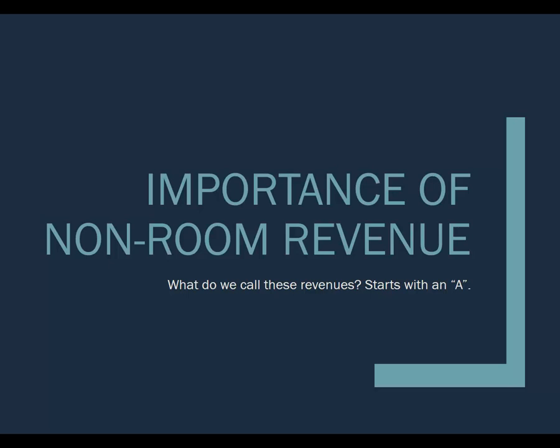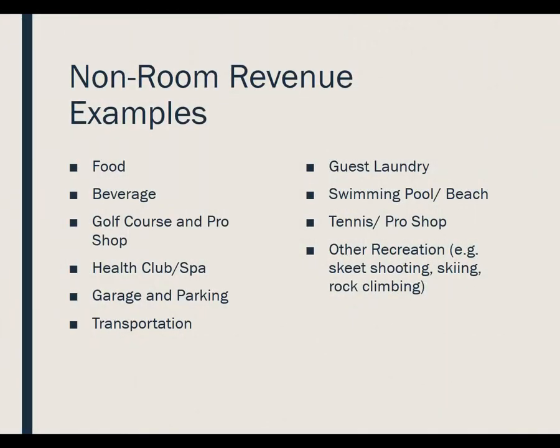Ancillary revenues. That's just another way of saying non-room revenue, but that is the way they're referred to in the hotel industry. Some examples of non-room revenue, of ancillary revenues, just think about any hotel. Food and beverage. Any food and beverage is considered ancillary revenue. Golf course, health club, spa, garage and parking, transportation, all of these. These could all be amenities that your hotel offers other than your rooms.